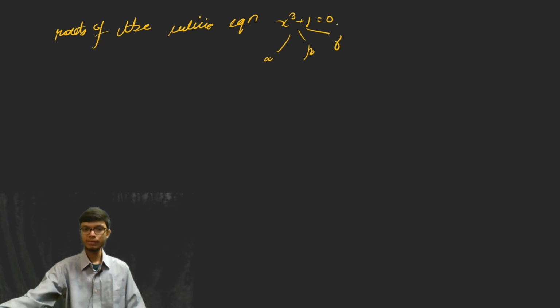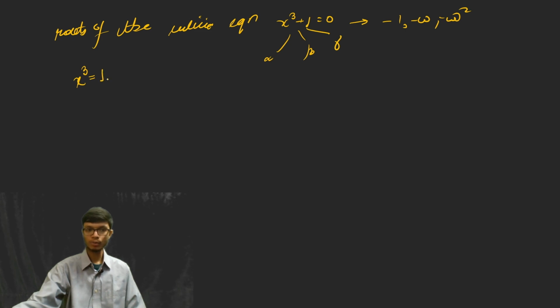So you can definitely see the roots become minus 1, minus omega and minus omega square, where omega is the cube root of unity. So if you have x cube equal to 1, you basically have three roots: 1, omega and omega square.